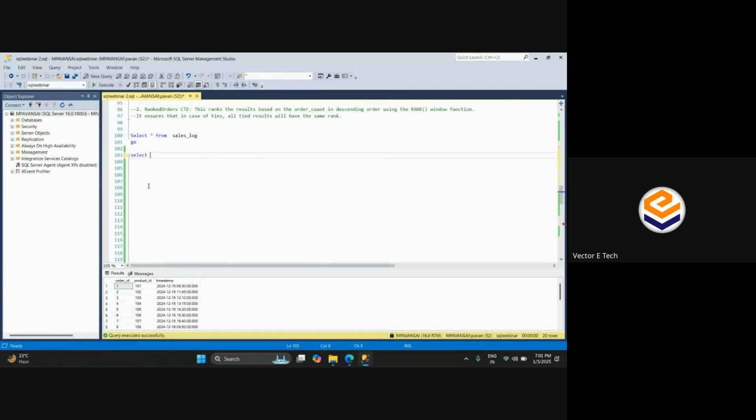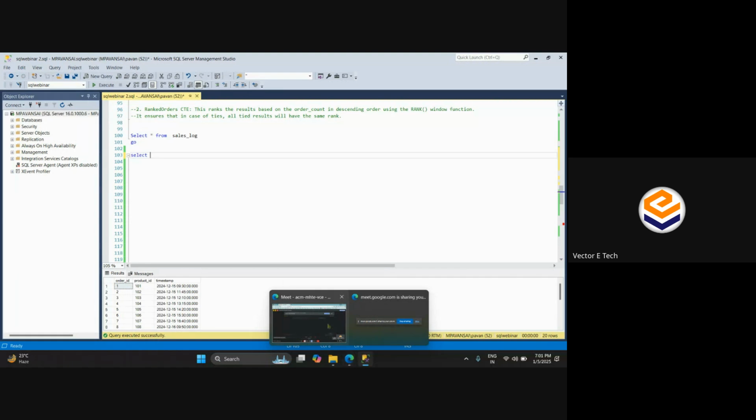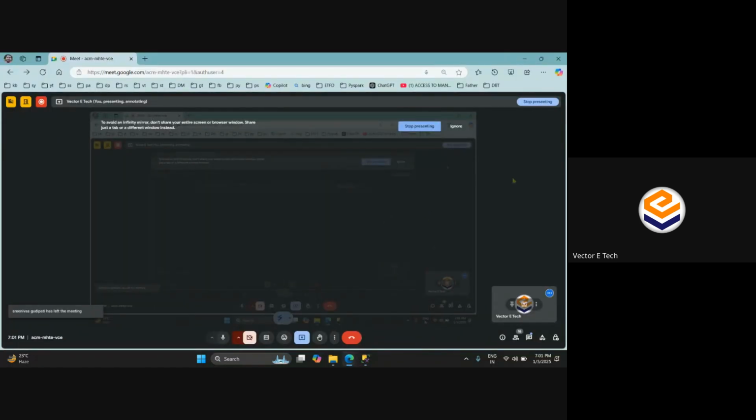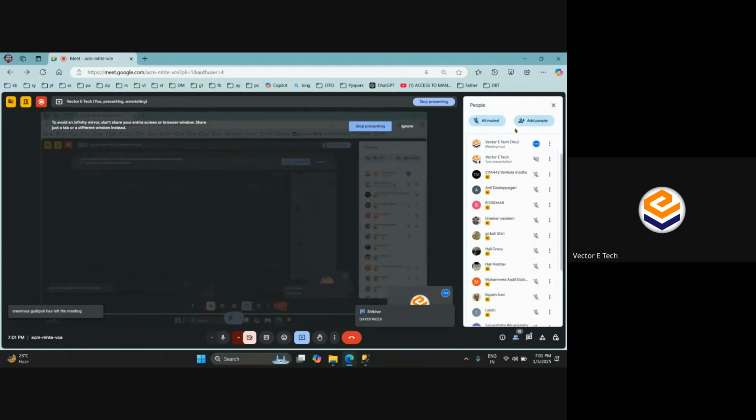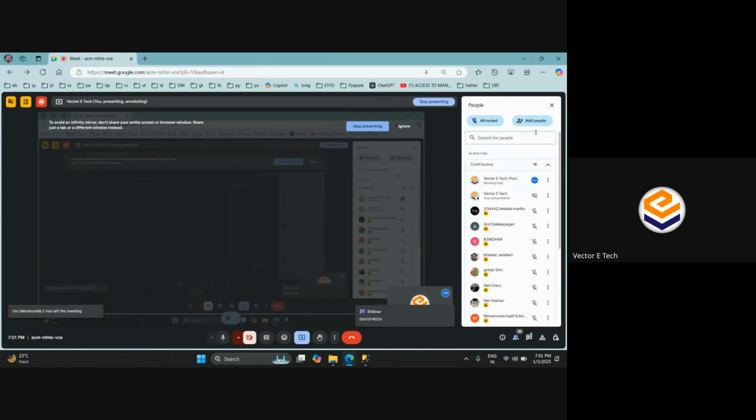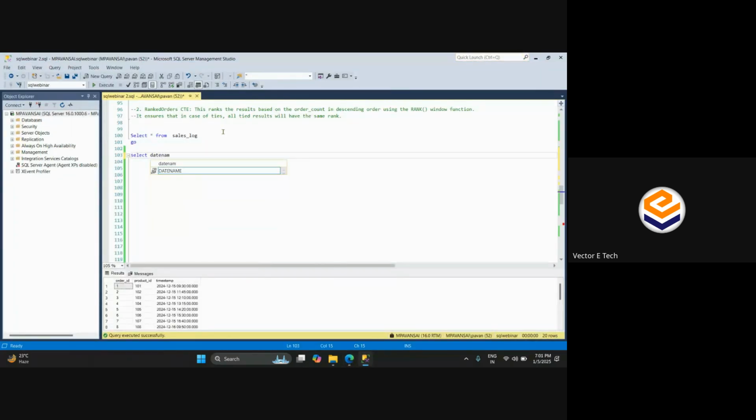So to get the weekday, what function can we use? Anyone? What is the function that can be used for finding out the weekday from a date? Day of week. Okay, here we use something called the DATENAME function, where we can find the weekday.